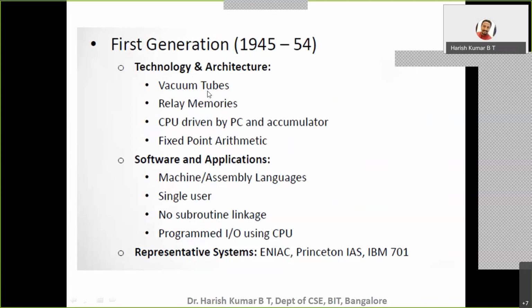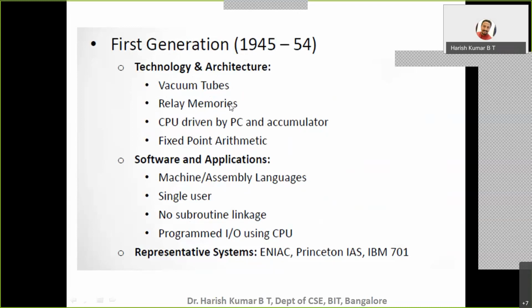If you want to see how a vacuum tube looks, at that time it was acting as a transistor. I don't know whether you people have seen a transistor. A transistor has 3 terminals. So these vacuum tubes were used during 1945 to 54 in the place of the transistor. Now instead of vacuum tubes, we are using transistors and diodes. So vacuum tubes were the major component.